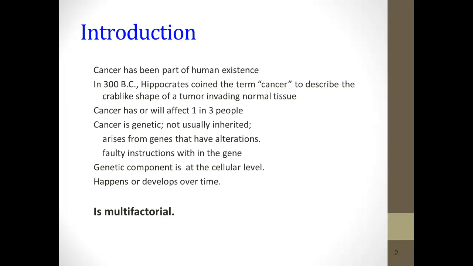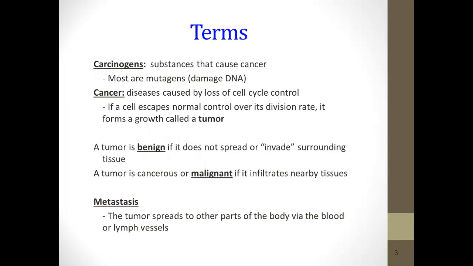It is genetic, but that does not necessarily mean that it is inherited. Cancer generally arises from genes that have alterations, and there are faulty instructions within those altered genes. The genetic component of cancer development is at the cellular level within the mitosis or the division of the cell. And cancer happens or develops over time. And we always need to remember that cancer is a multifactorial disorder.